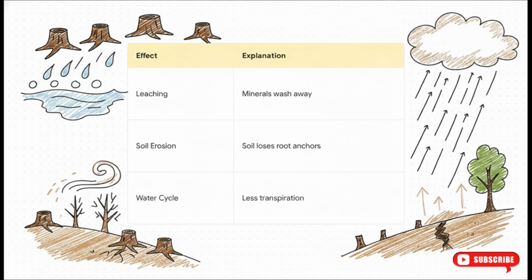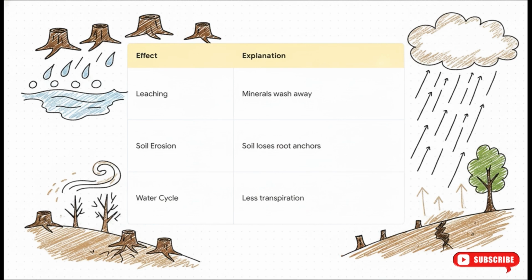Look at the first effect, leaching. When trees are removed, soil minerals are no longer taken up by their vast root networks. So when it rains, those nutrients don't just sit politely in the dirt, they wash away. And they don't just disappear, they wash into nearby bodies of water, which, as we literally just talked about, triggers that deadly eutrophication process. Next up is soil erosion.